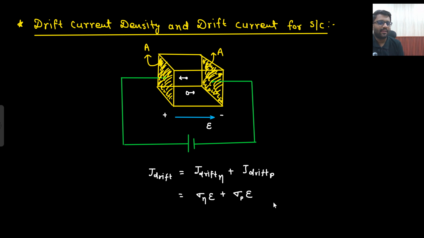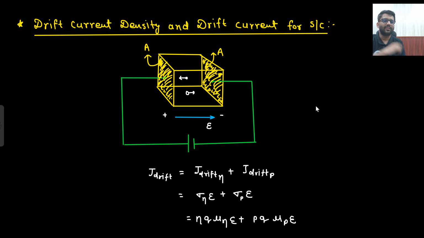Sigma n plus sigma p. What do you mean by sigma n, sigma p? Sigma n is the conductivity of the electrons, so that would be n q mu n. What will be sigma p? That would be p q mu p into E.